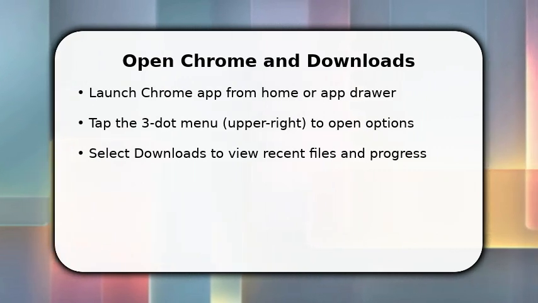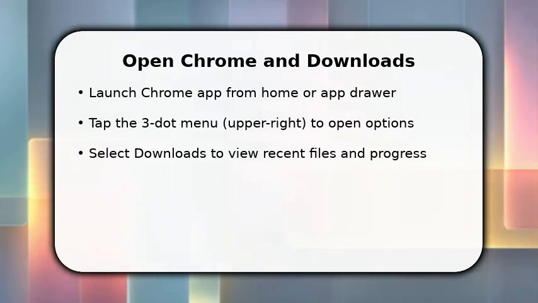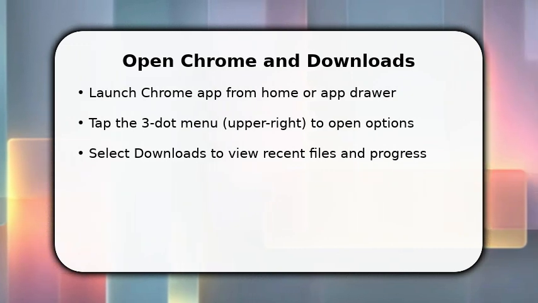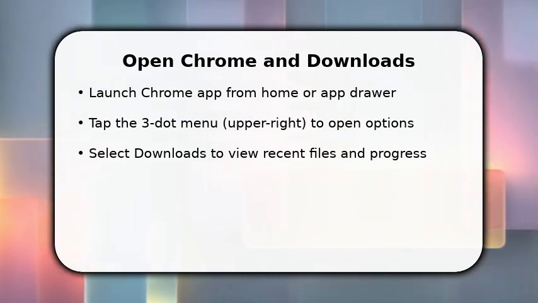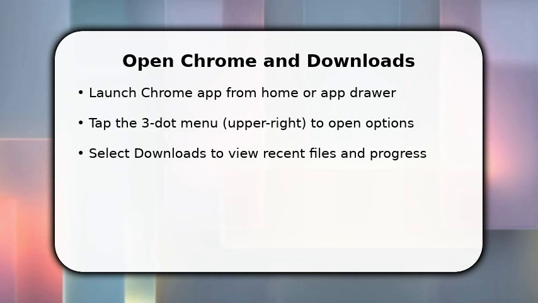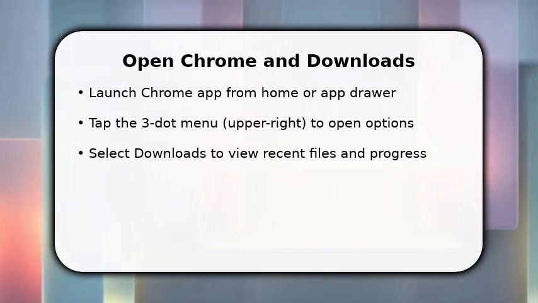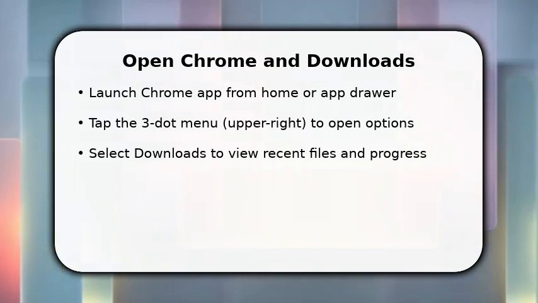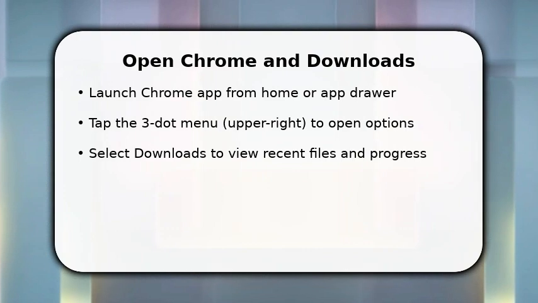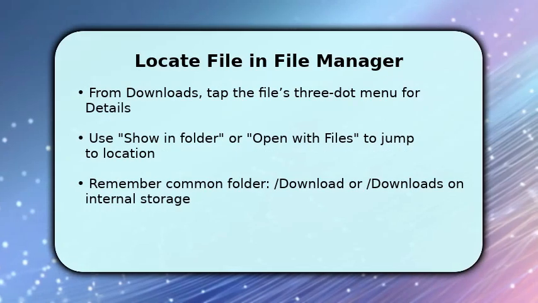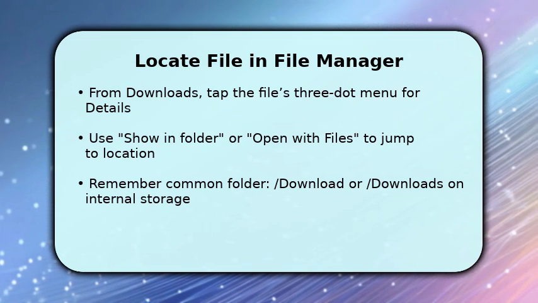If you don't see Downloads, tap History then Downloads. Sometimes Android rearranges menu items. You're doing this to locate files quickly without leaving the browser, and to confirm download status before opening or sharing the file. Once you've identified the download in Chrome, tap its three-dot menu or long press the item to reveal details.